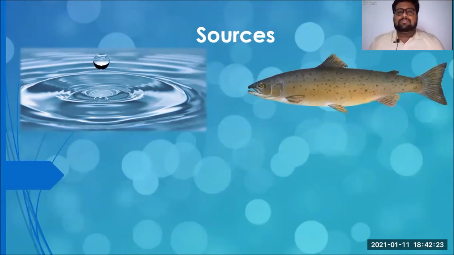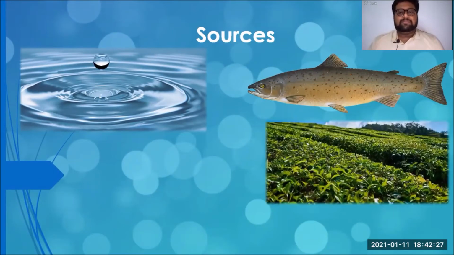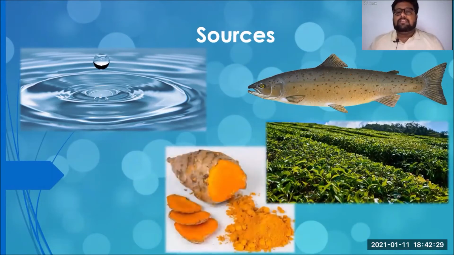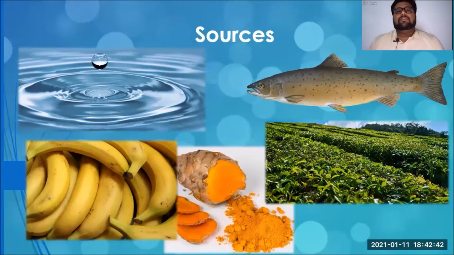The second source is salmon fish. The third source is tea leaves, especially green tea leaves. The fourth source is turmeric powder as well as raw turmeric. Then our fifth source is bananas. So these are the major rich sources of fluoride available in nature.